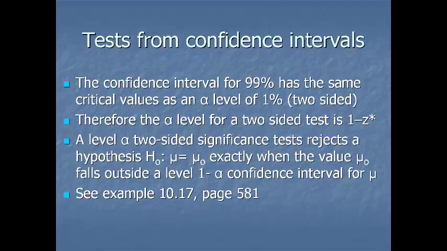Test from confidence intervals. This is what we're supposed to do for part 5, and it's very quick and straightforward. If you calculate a confidence interval, and in this particular instance, we'll use the 99% confidence interval. Remember, at 99%, all that's left over is 1%, and you're going to divide that on each end of your normal distribution, so you have 0.5% on each end. Therefore, the level for a two-sided test is 1 minus z-star.